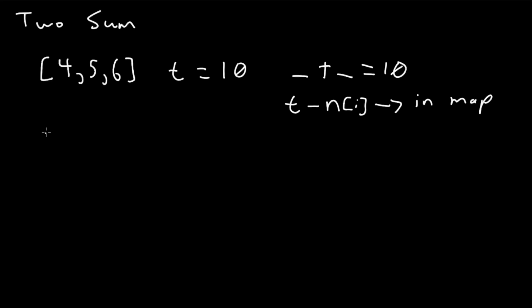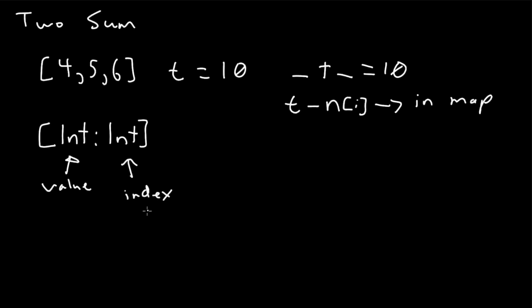So we're going to make a map, and in our map the key is an integer that represents the value from nums, so the 4, the 5, and the 6, for example. The value in the dictionary, not to confuse with this value, is going to be the index of the num, so this would be 0, 1, 2, for example, the actual index.